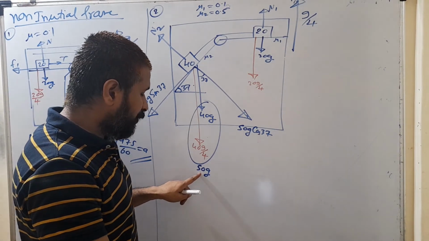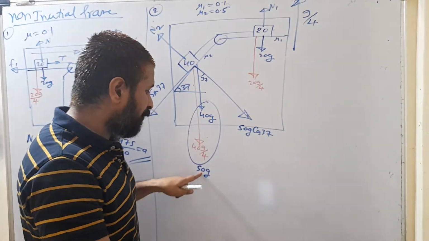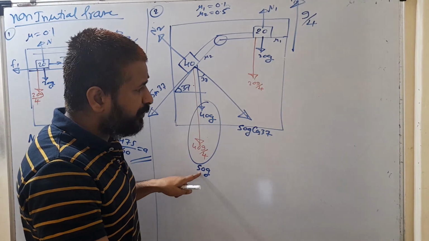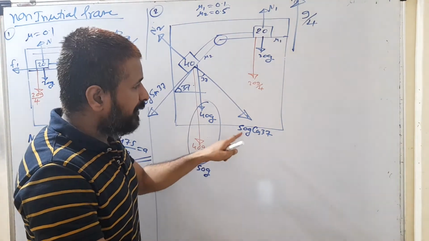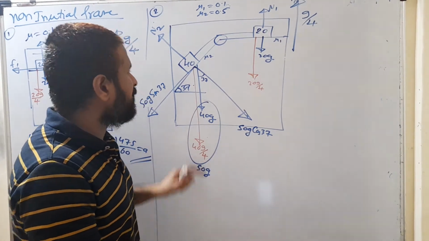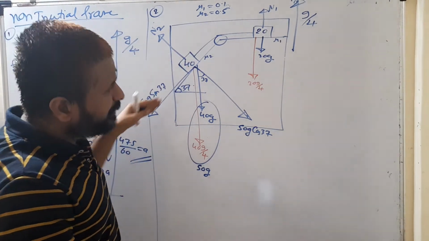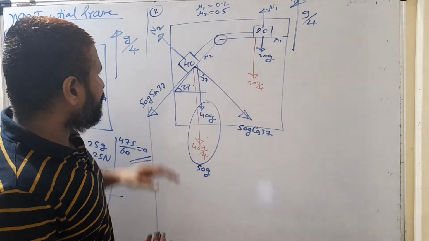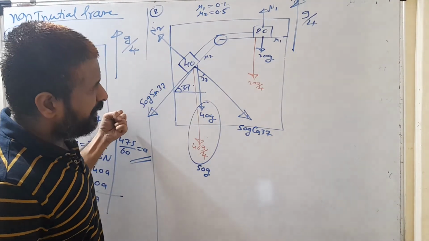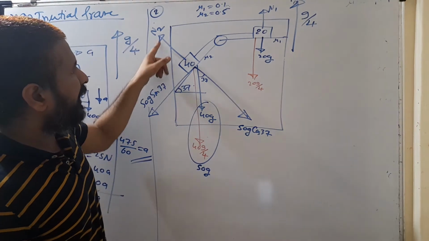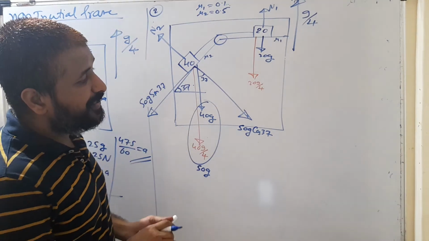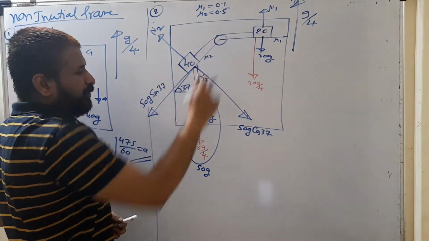So its weight is what? The new weight. By adding pseudo force, what weight are we getting? 50g. So I am resolving this 50g into two components. 50g cos 37, the component which is perpendicular to the surface, and 50g sin 37, the component which is parallel to the surface. This 50g sin 37 is responsible for its acceleration, and 50g cos 37 is responsible for the normal reaction force. So N2 हमारा क्या होगा 50g cos 37, and N1 तो simple है.